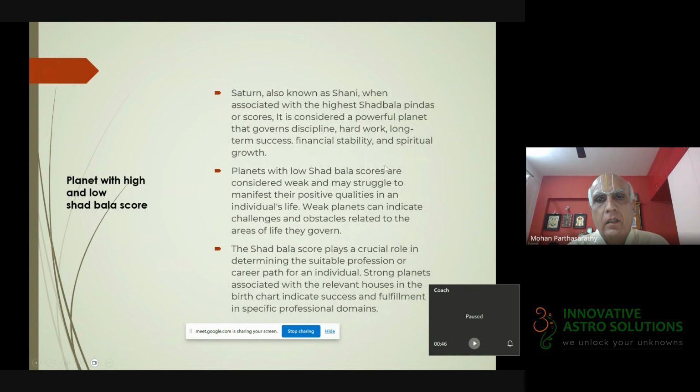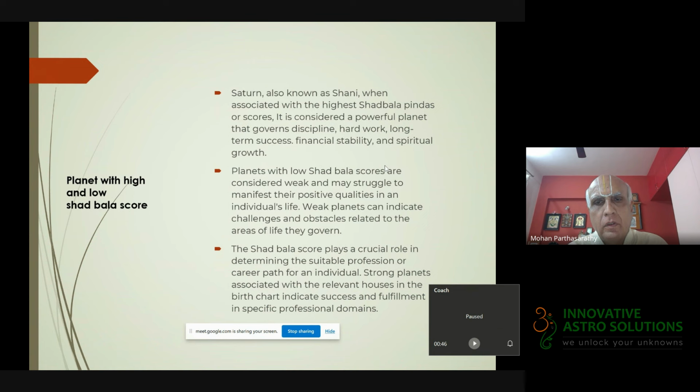Saturn, which is also known as Shani, is considered to be powerful when it has the highest Shadbala. It governs discipline, hard work, long-term success, financial stability, and spiritual growth.